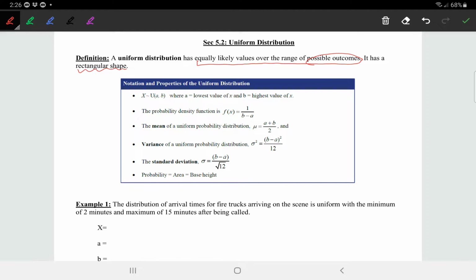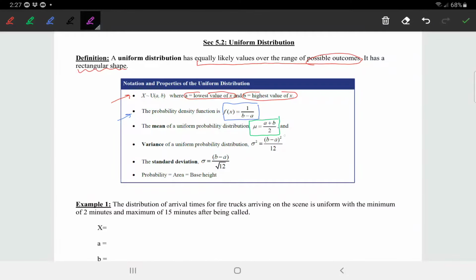There's some notation and properties of the uniform distribution. We will say that x follows U(a, b), where a is the lowest value of x and b is the highest value of x. The probability density function will be given by f(x) = 1/(b - a). The mean of the probability distribution can be calculated by mu = (a + b)/2.